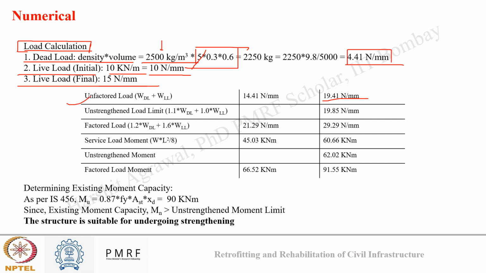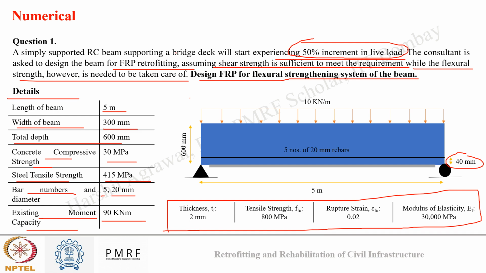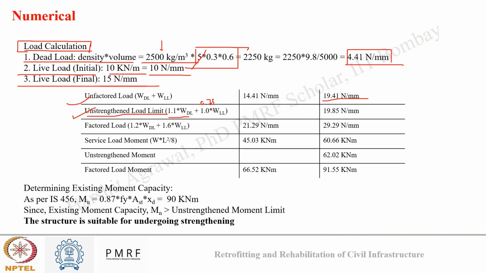Okay, second is the unstrengthened load limit. So we saw in the last live session that the initial beam should have a certain strength limit so that it can be retrofitted or not. For that we need to calculate the unstrengthened load limit, which is given by 1.1 times dead load plus 0.75 times live load.